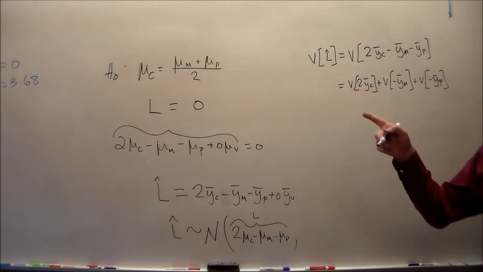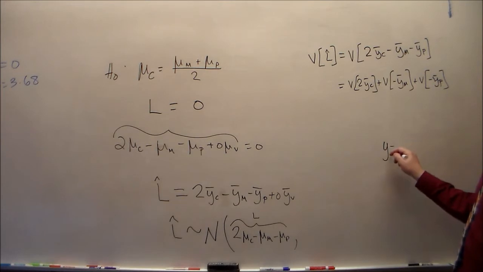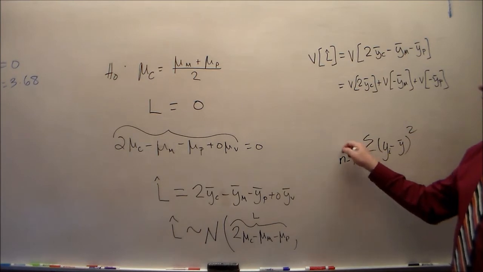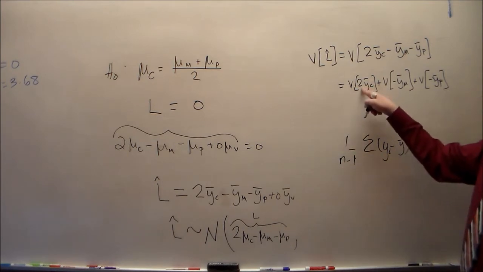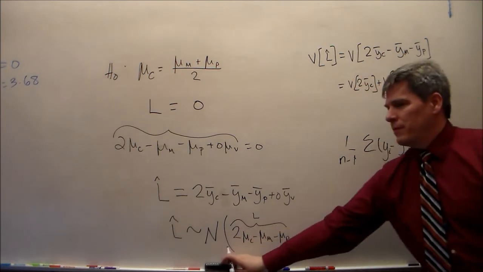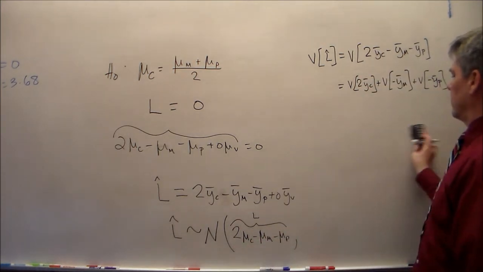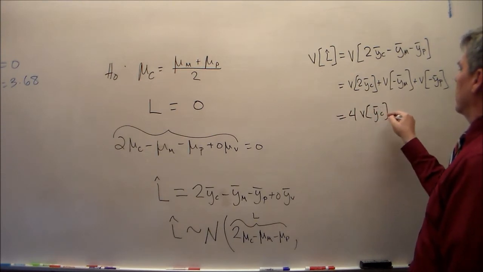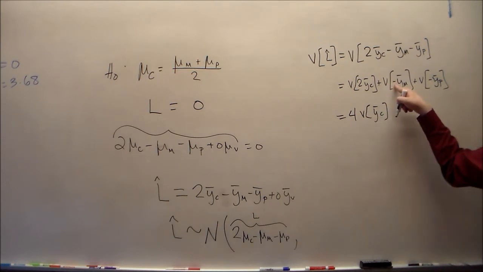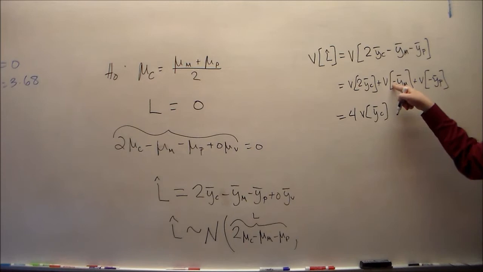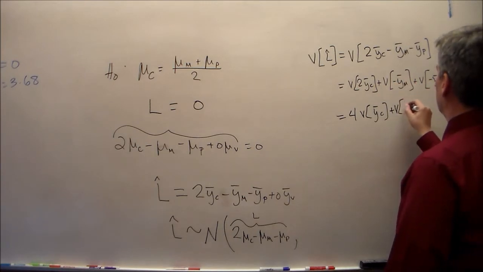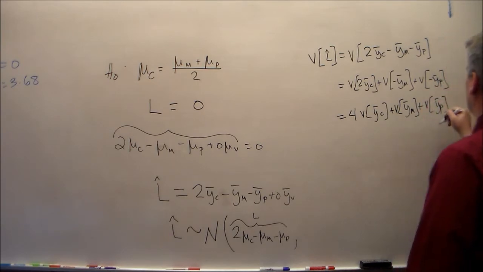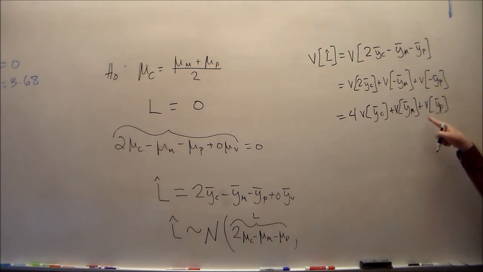Variance is a squaring procedure. Remember, the formula for variance is y i minus y bar, squared, added up, over n minus 1. It's a squaring procedure. So if we're pulling this 2 out, we have to square the 2. 2 squared is 4. This is a negative 1. What's a negative 1 squared? Good. Positive 1. Pull this negative 1 out. Negative 1 squared is also positive 1. Boom.